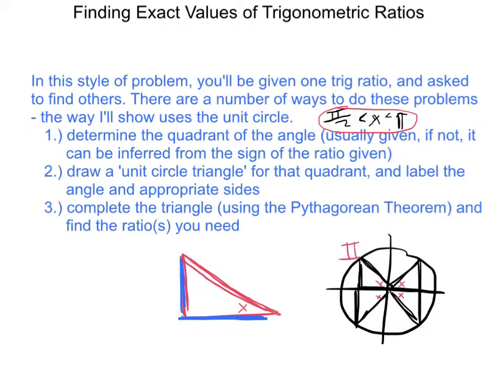And the third part is you complete the triangle using the Pythagorean theorem, which means you can find the other side of this thing, and then find the other ratios that you need. Now I'm going to get into our examples so that you can start to see how this works. They're really neat problems. Hope you guys enjoy them.